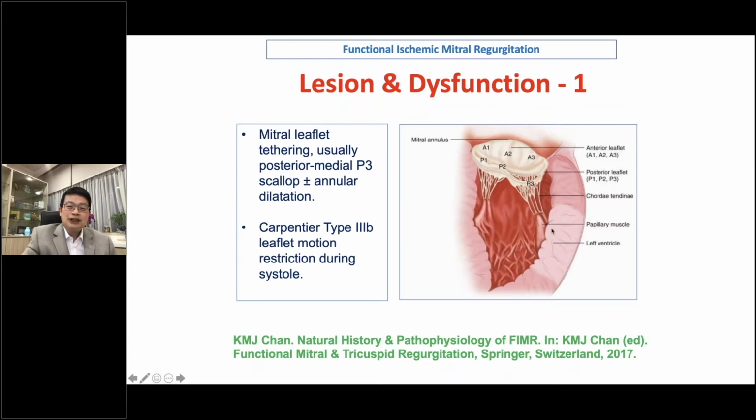So in this group of patients, they have a myocardial infarction, and then the part of the ventricle which has a myocardial infarction is not able to contract. It remodels, and then it pulls the papillary muscle and the supporting leaflets apart, and therefore restricts the mitral leaflets, and therefore causes mitral regurgitation as a result. A so-called Carpentier type 3B mitral leaflet motion restriction during systole.